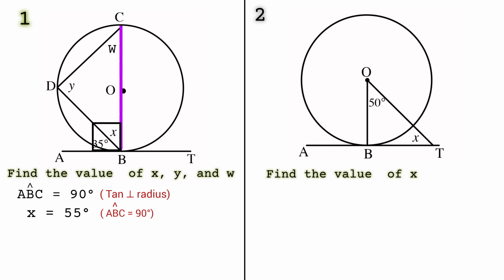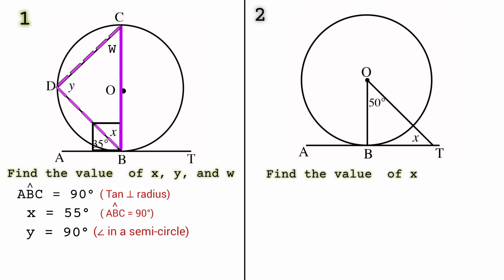This line passes through the center of the circle and it is 2 times the length of the radius, therefore it is a diameter. This angle is subtended at the circle by diameter, therefore it is an angle in a semicircle and it is equal to 90 degrees. So the value of y is 90 degrees and the reason is it is an angle in a semicircle.